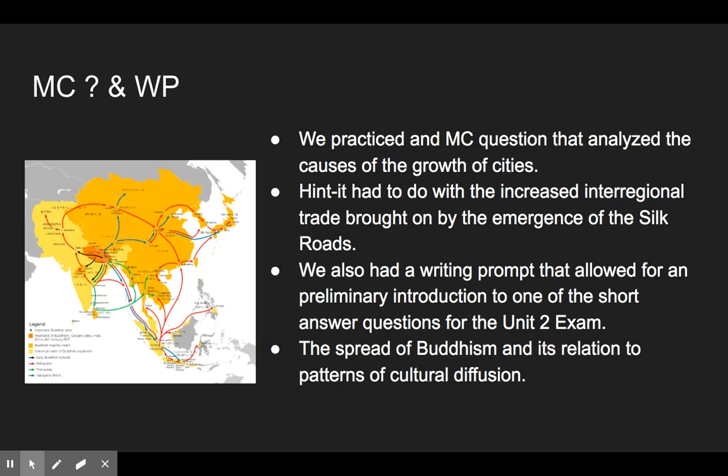We had multiple choice and writing prompt work as well. We practiced an MC question that analyzed the causes of the growth of cities. Hint, it had to do with the increased interregional trade brought on by the emergence of the Silk Roads. We also had a writing prompt that allowed for a preliminary introduction to one of the short answer questions for the Unit 2 exam, which is coming up, and that had to do with the spread of Buddhism and its relation to patterns of cultural diffusion.